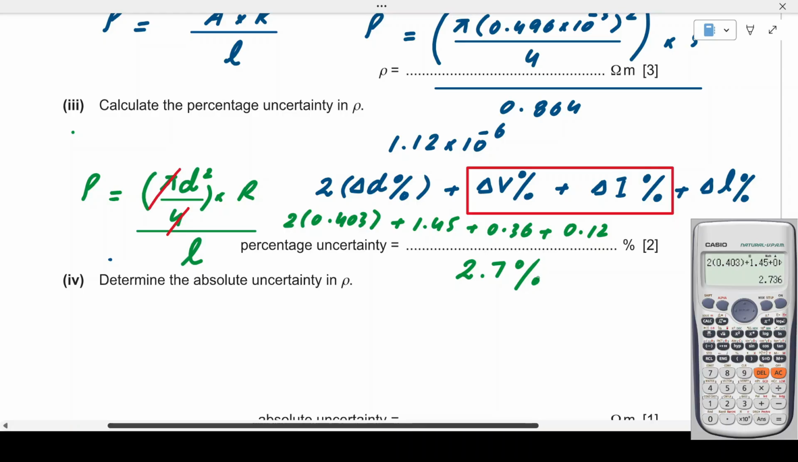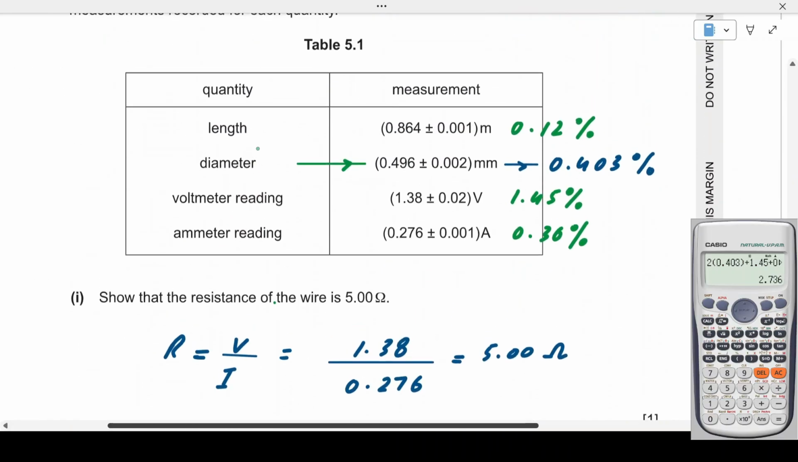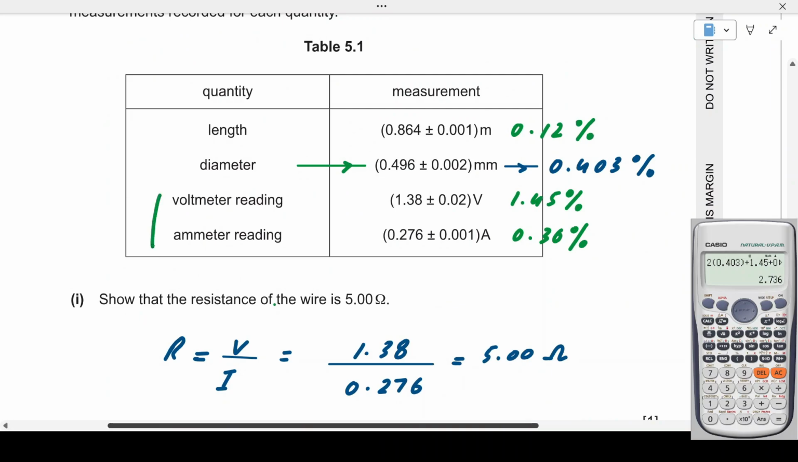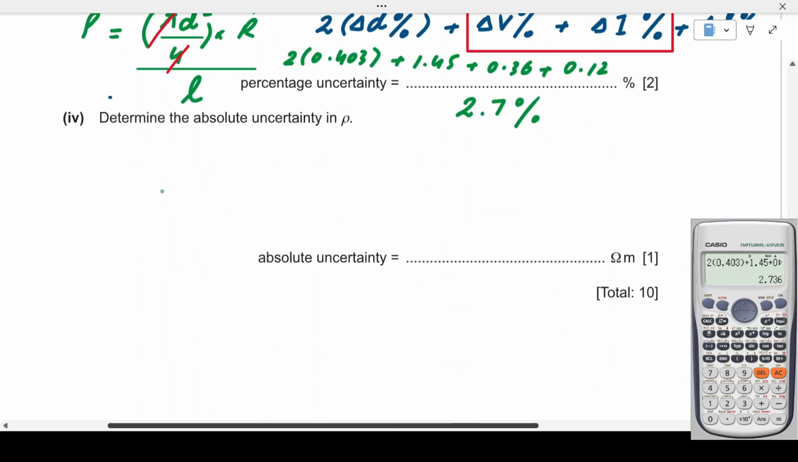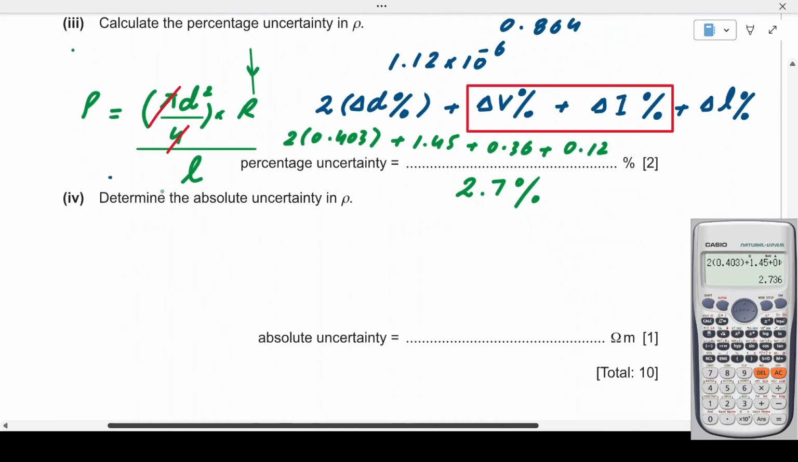So a little bit tricky, because in the question you have to find the percentage uncertainty of resistance separately, because the resistance was never given directly in the table. You found the resistance by dividing these two. Anyway, let's move on to the next one.